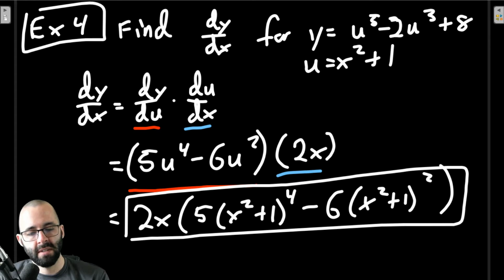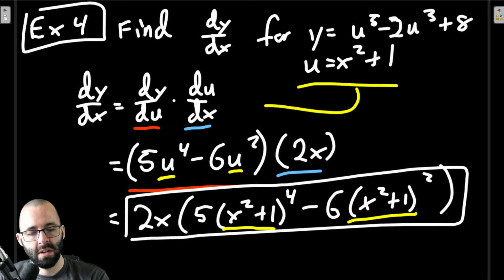Again, this u is this u, and this u is this u. We're just replacing what u is. Just put it in right there. Okay, that's the chain rule. If you did plug in the x squared plus 1 initially, it'd be another way of doing the general power rule.